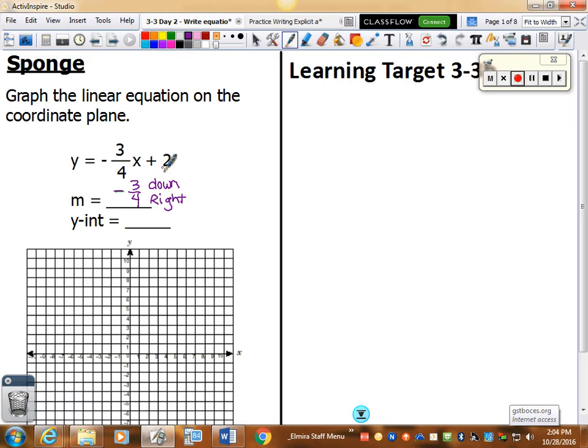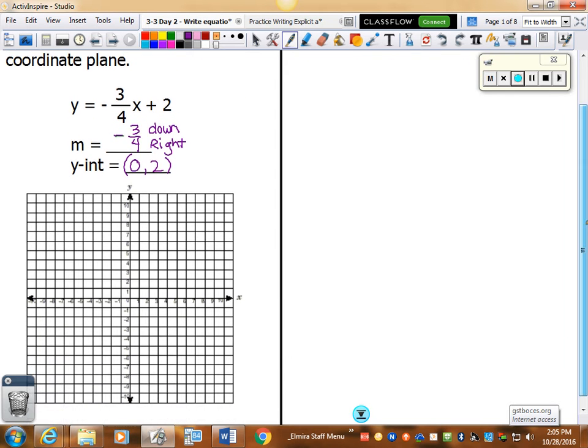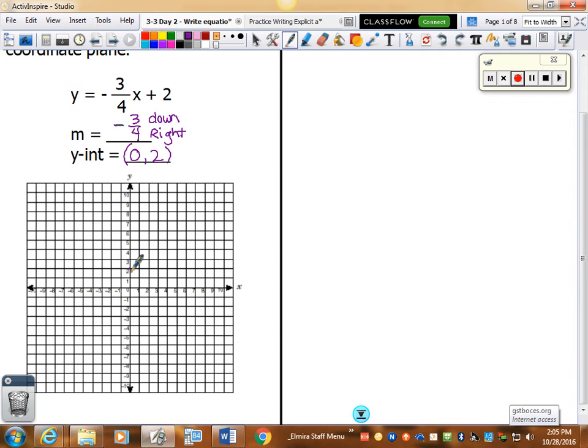Okay, my y-intercept is my 2. In coordinate pair form, it's 0, 2. When I go down to graph, that means I'm going to start on the y value of 2, and then I'm going to follow exactly what this says. Down 3, right 4. So starting at that dot, I'll go down 1, 2, 3, and 1, 2, 3, 4 to the right and put a dot. Then start here and do the same thing.